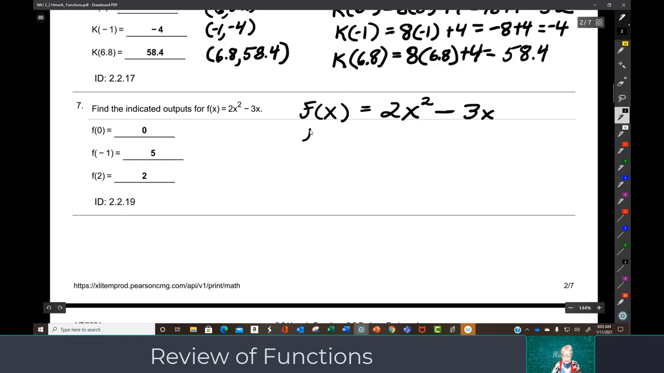All right, so f of 0 is going to be 2 times 0 squared. Minus 3 times 0. If you go on to calculus, you'll find out that we don't like to talk about 0 squared. It's something called an indefinite form, but you still treat it like a 0. So this is going to be 2 times 0 minus 3 times 0. That gives you 0 minus 0, which is 0. Simple as that. All right, f of negative 1, puts a negative 1 in for each x.